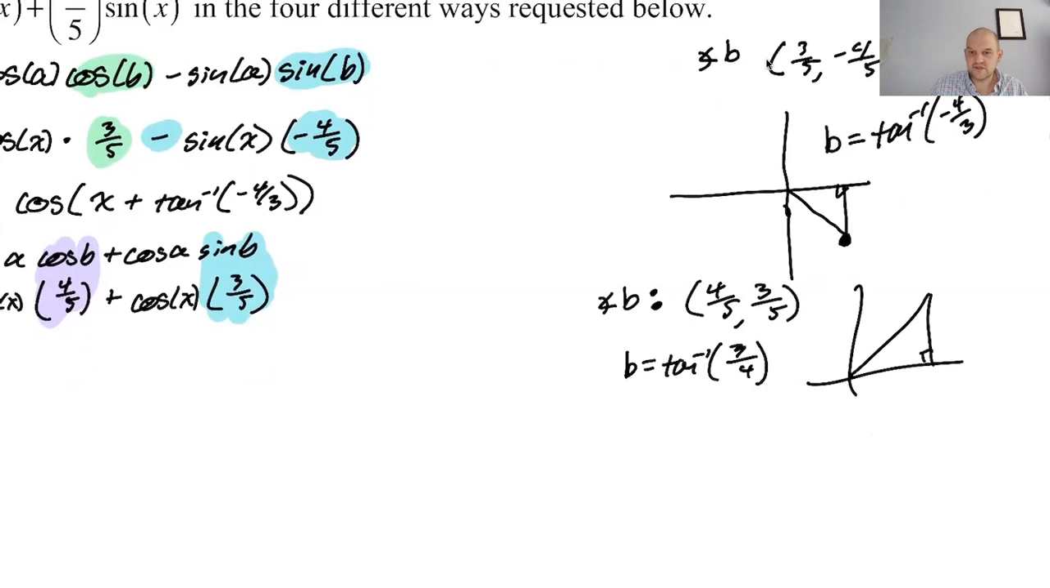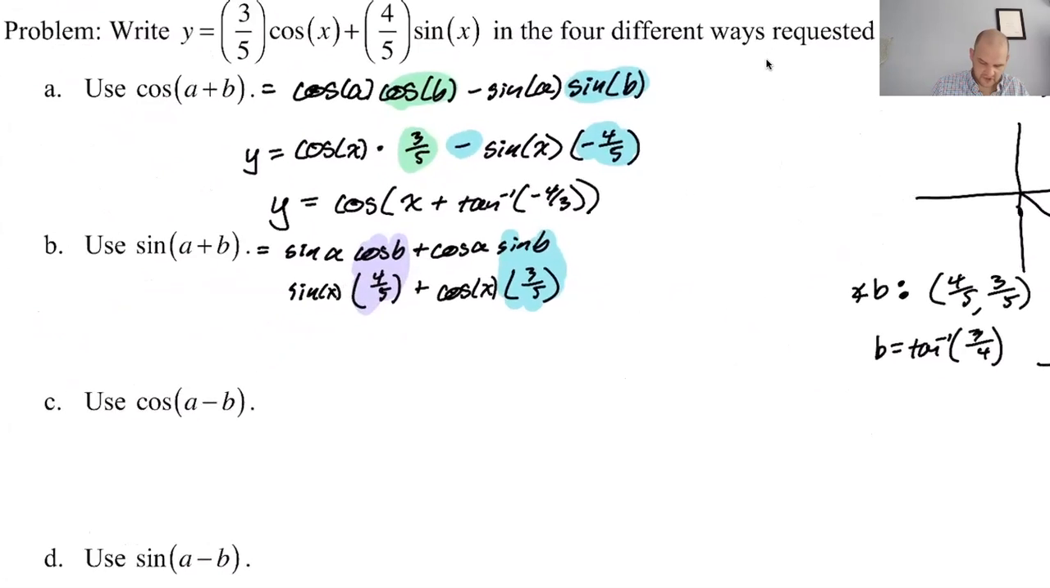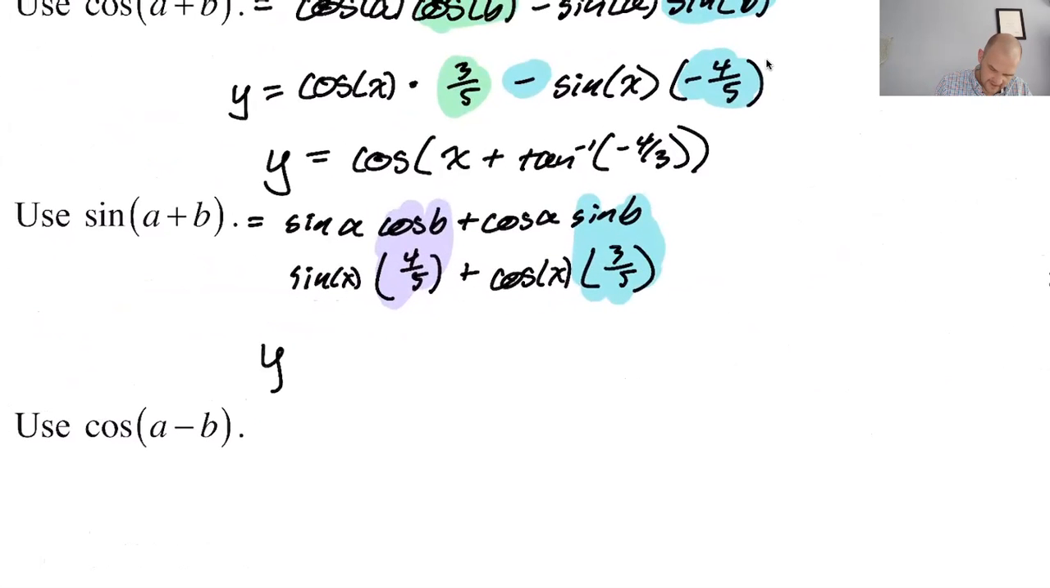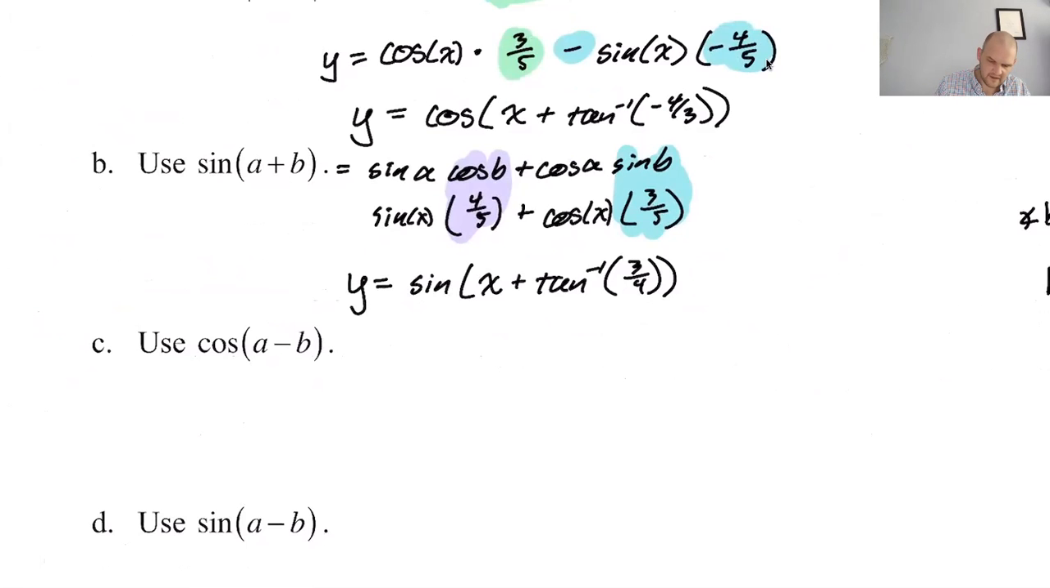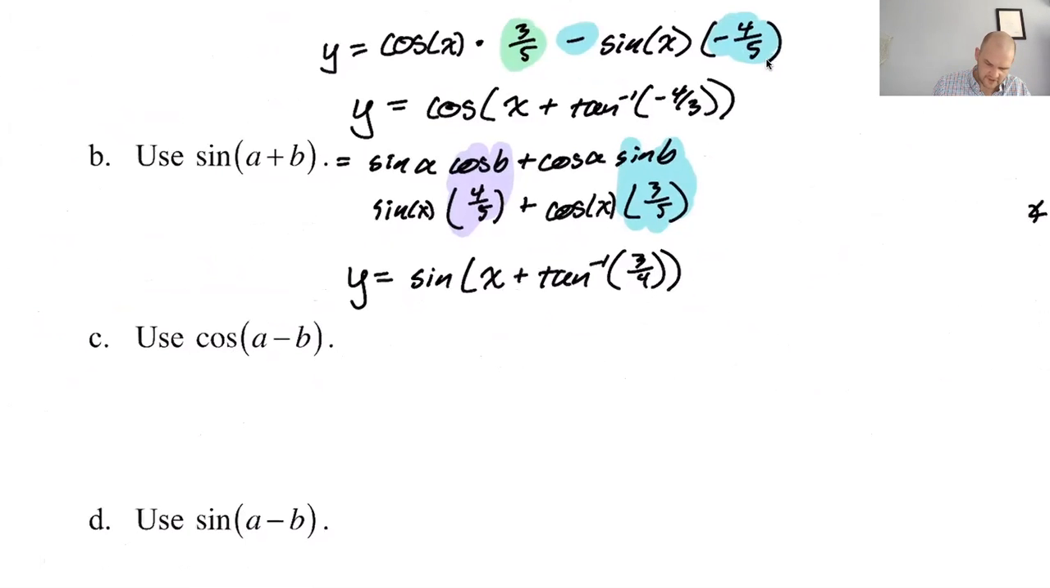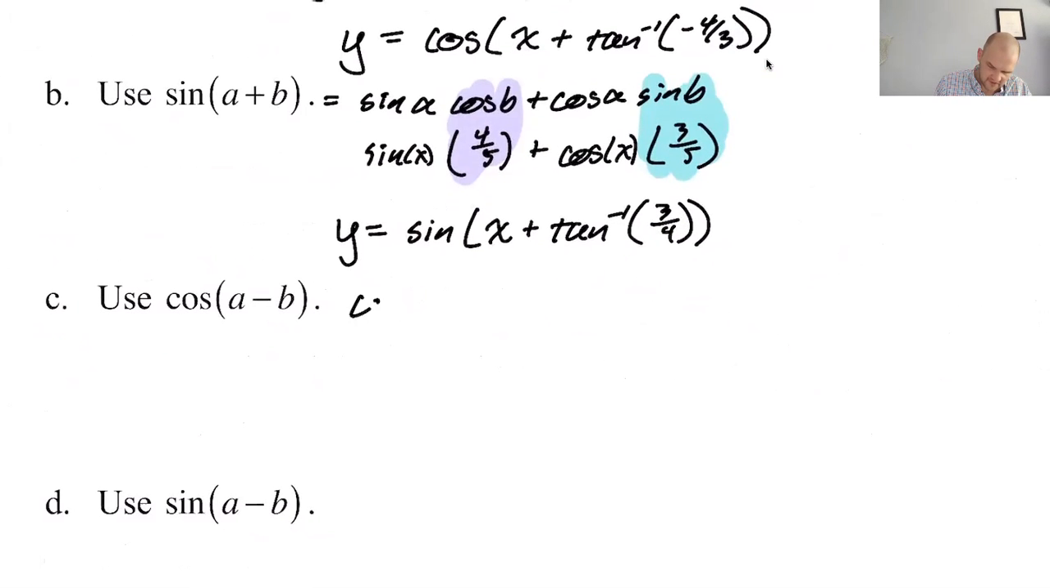Right? Y over X to get that. So we should be able to rewrite this and say y is equal to the sine of X plus the arctan of 3/4. Okay, that should work. Let's keep going. So cosine of A minus B is cosine A, cosine B, and then plus sine A sine B. Because of the plus, this is a natural fit.